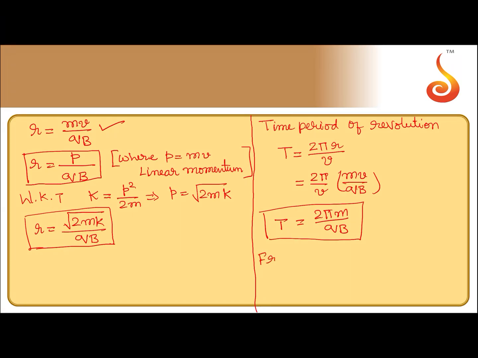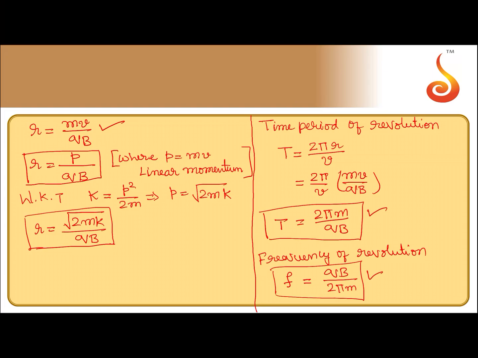Then if I take the frequency of revolution, it should be the reciprocal of this. If I call it f, that should be qB by 2 pi m. So notice one thing, time period and frequency are independent of r and v, right? They are independent of radius and velocity.